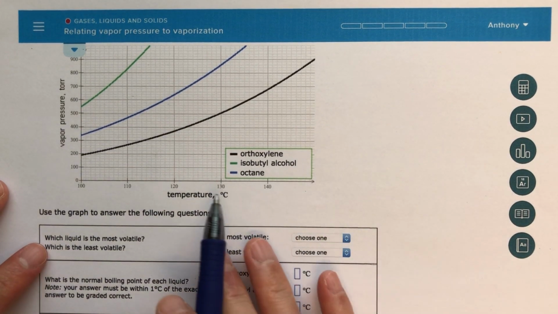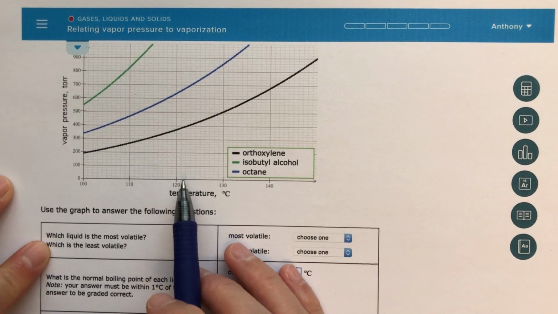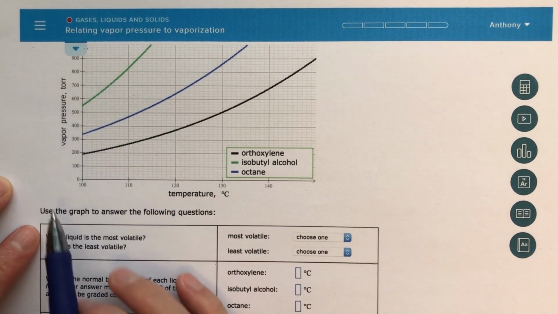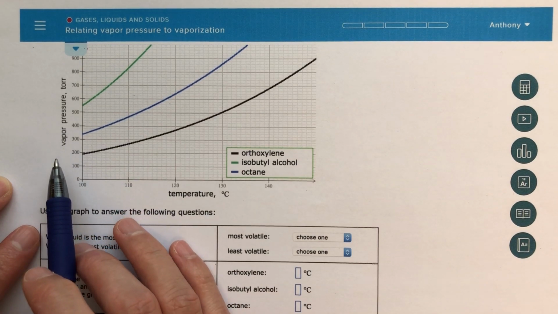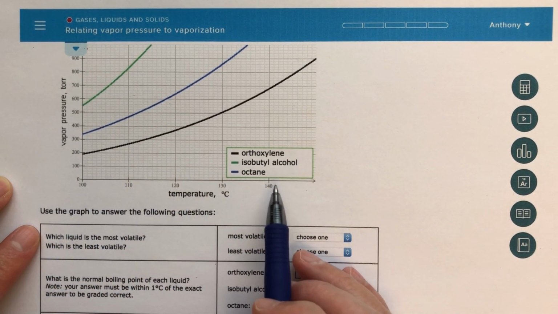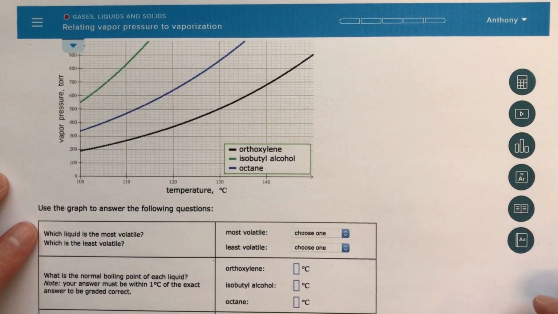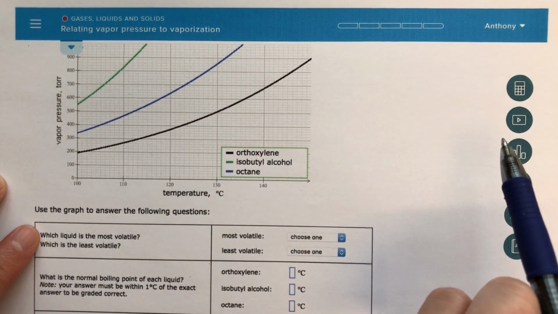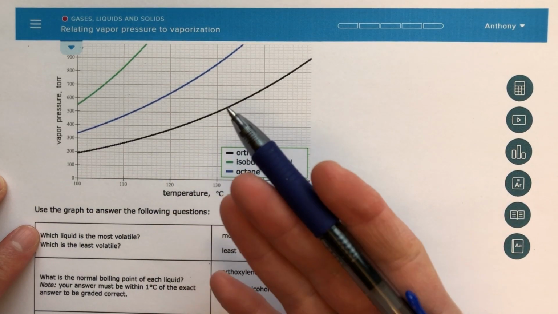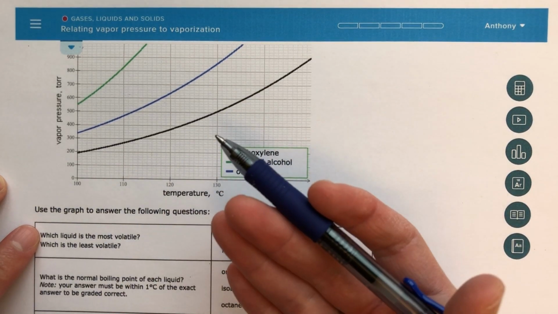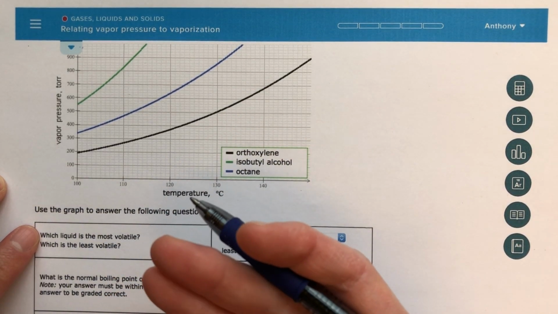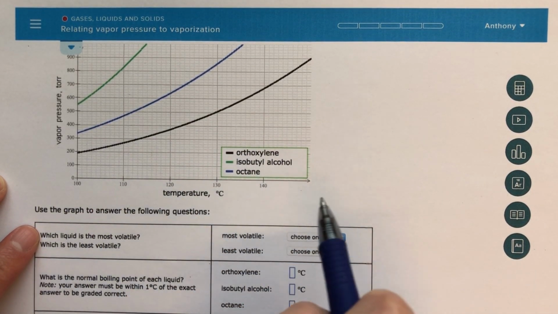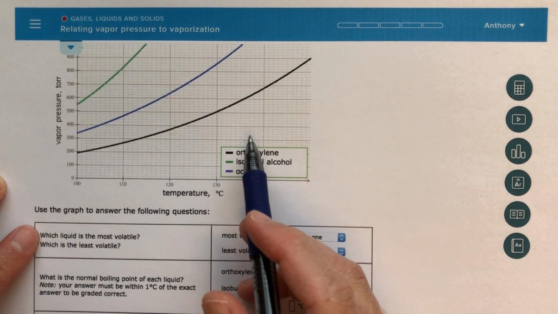So the first thing that we're going to do is just orient ourselves to this graph. This graph has temperature on this axis and vapor pressure on this axis. So as we increase our temperature, we should expect our vapor pressure to increase. Vapor pressure is the amount of vapor that's coming up off of a liquid. If you just imagine heating up a pot of water, the hotter that water gets, the higher the vapor pressure is. More vapor is coming up off of the liquid. So that's what we're seeing here.